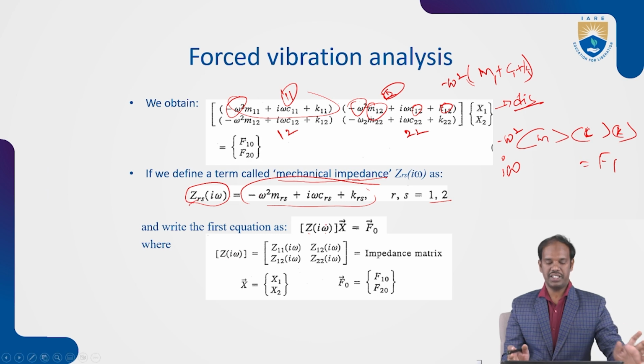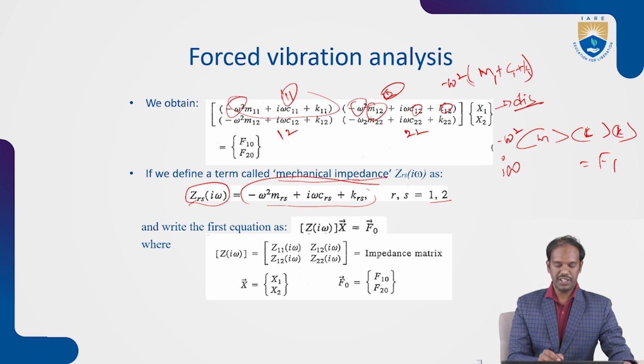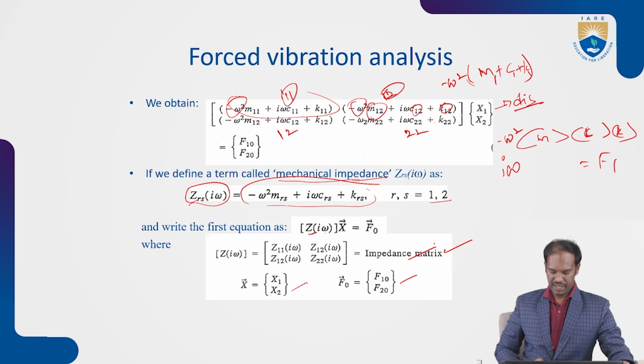Now this Z of i omega we can expand in terms of 1 1, 1 2, 1 2 and 2 2, in terms of Z. We have represented it and written the impedance matrices in terms of all these. We are replacing all these elements in terms of Z only, which is called the mechanical impedance, written again as 1 1, 1 2, 1 2 and 2 2, representing the impedance matrix.